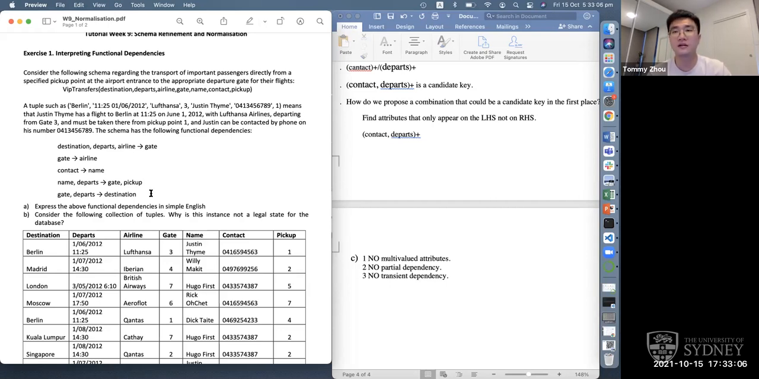And what we can find here is that, since we've already verified contact and departs as a candidate key, gate to airline is actually a violation. Why? Because gate is not part of the key. That means gate can be determined from these two, and also gate determines airline. That'll be a transitive dependency, right?